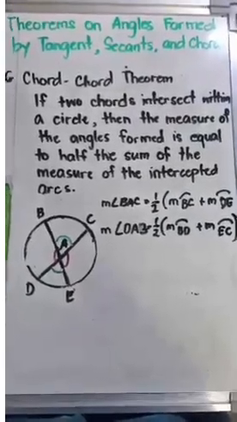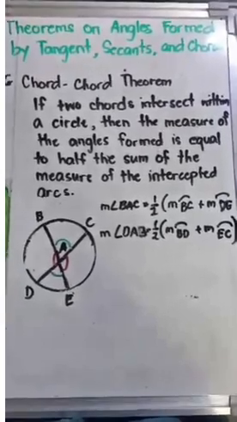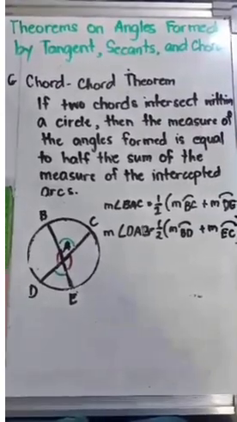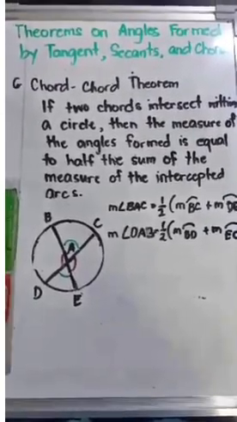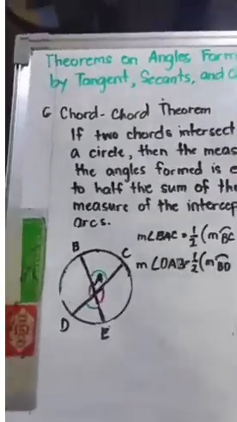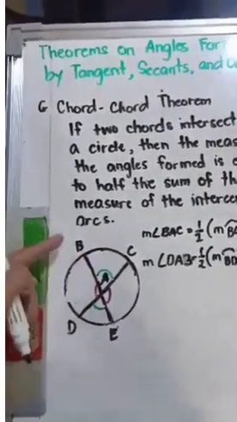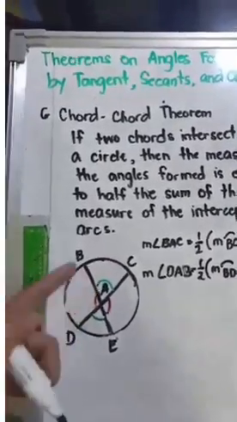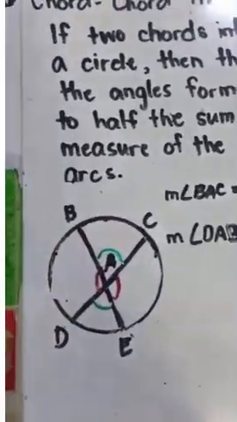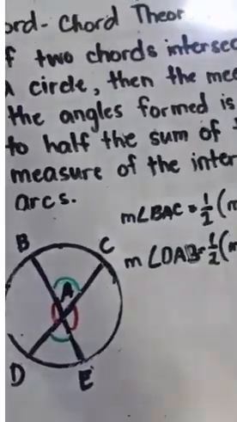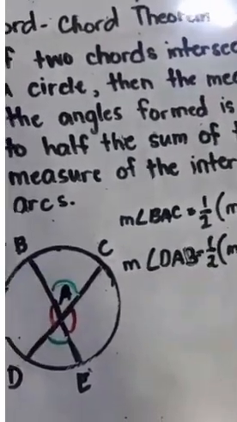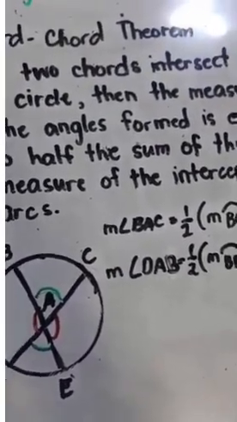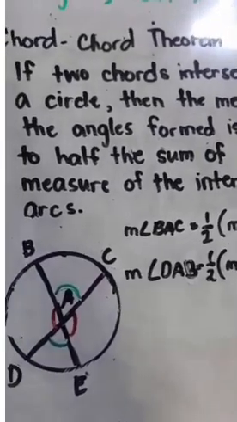If two chords intersect within a circle, then the measure of the angle formed is equal to half the sum of the measures of the intercepted arcs. So here we have two chords, line segment BE and line segment DC. These two chords intersect inside the circle, and they form angles. So we have angle BAC, angle BAD, angle CAE, angle DAE. So, these are the angles.